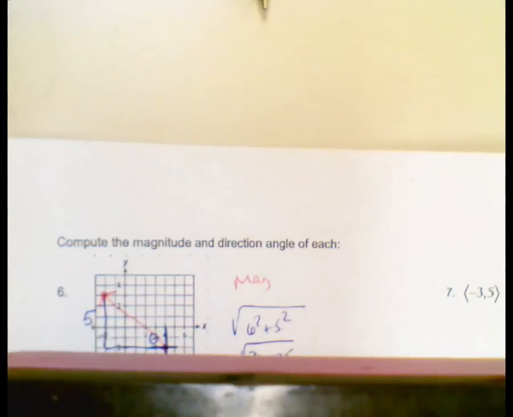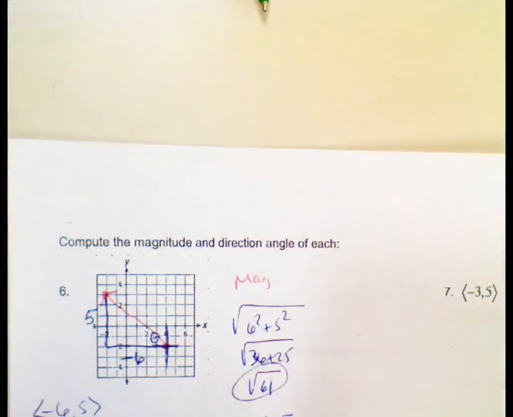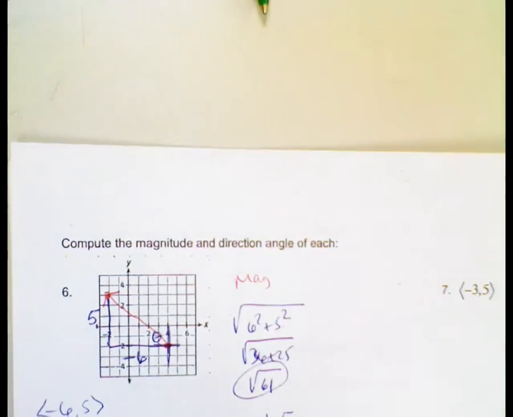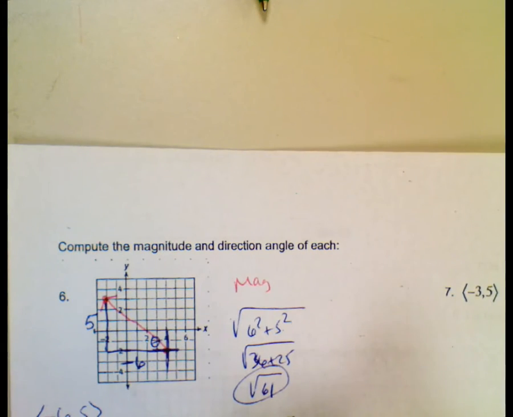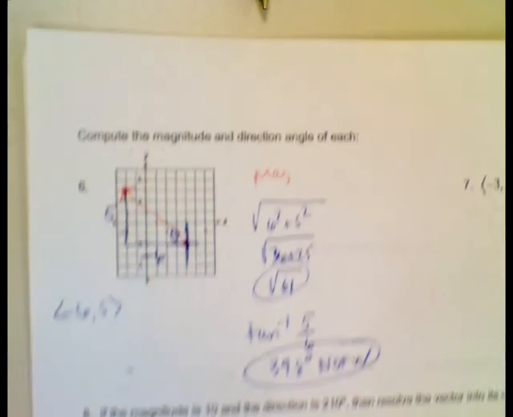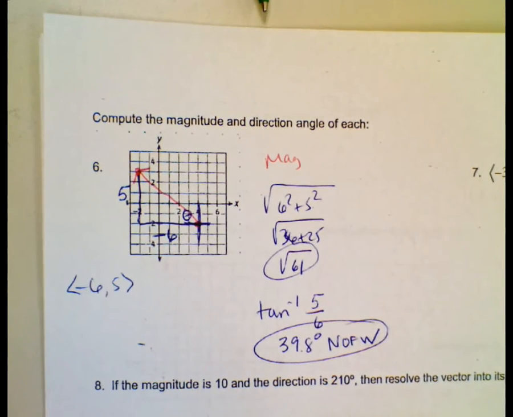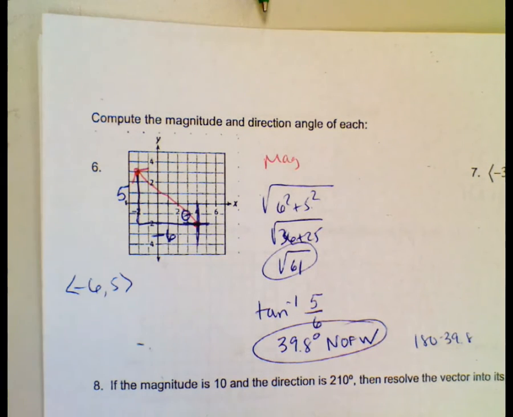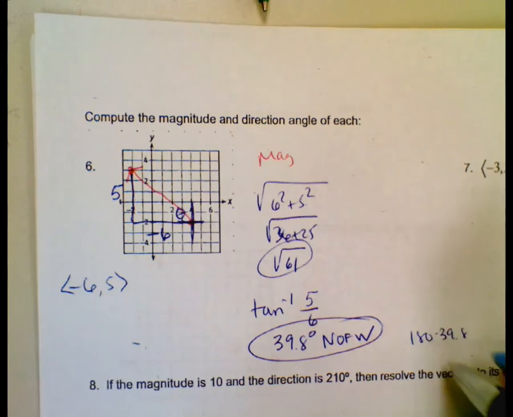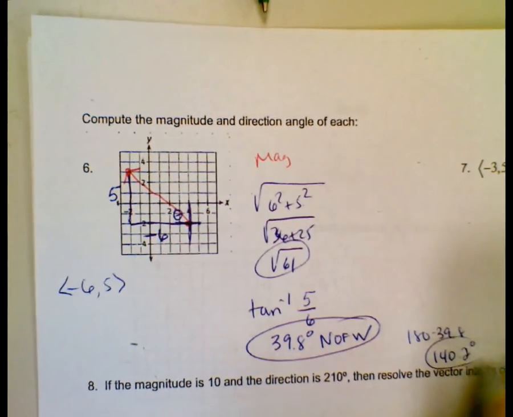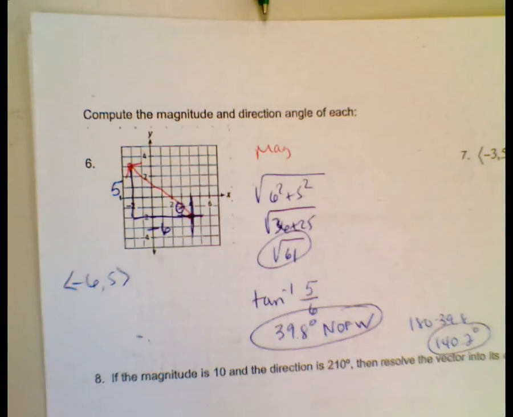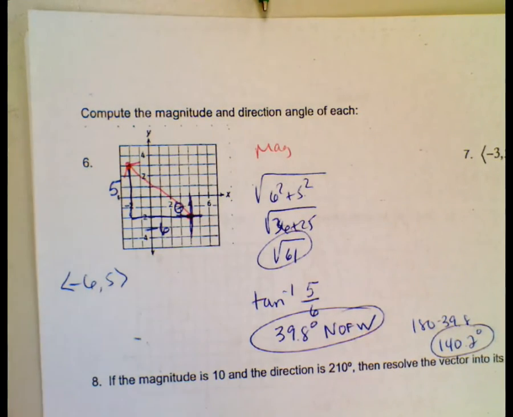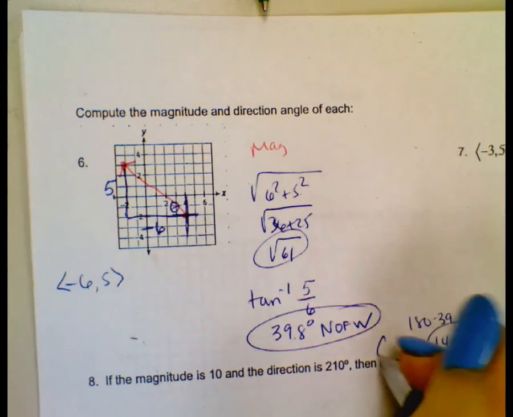Alright, so let's figure all this out. We have arctan of 5/6. So it's 39.8. So you would say 39.8 north of west. Another way of saying that is you could do 180 minus 39.8. So you could also say 140.2. I'd accept that. I'd say we go with one of those 2 answers. Put a big "or" here. Either or.